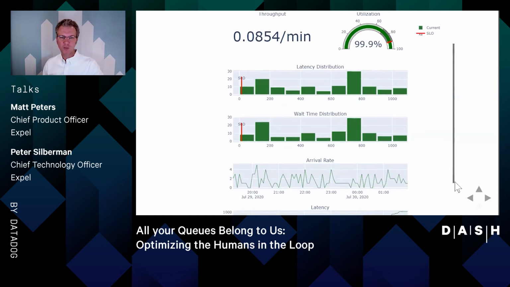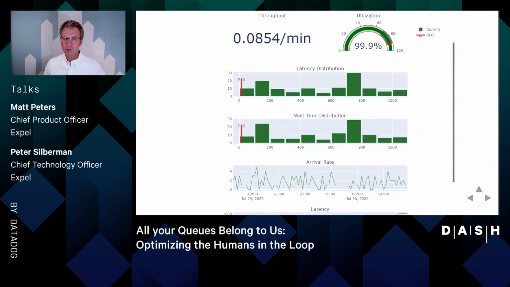So in this case, what we're going to see is that we're putting through not that much stuff. About every 0.8 of a minute we're dealing with something, and we have a utilization of about 99%. Our one poor SOC worker is going to quit. The other thing to notice is our latency and our wait times are pretty uncorked.